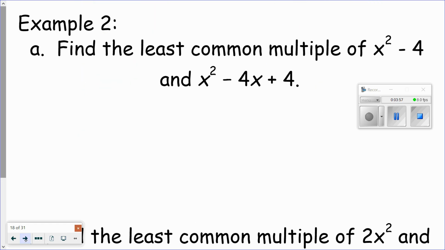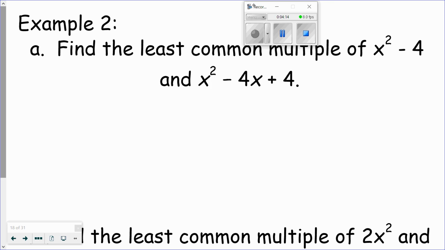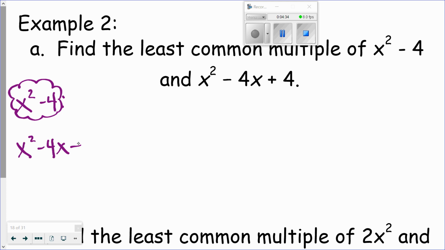The second part of this lesson is finding the least common multiple. This is going to help us when we are finding our like denominator, our common denominator. For the least common multiple, what we want to talk about are the things that they share and the things that they don't share. So we're going to list out x squared minus 4 and then list its factors. And then we're going to do x squared minus 4x plus 4 and list out those factors.